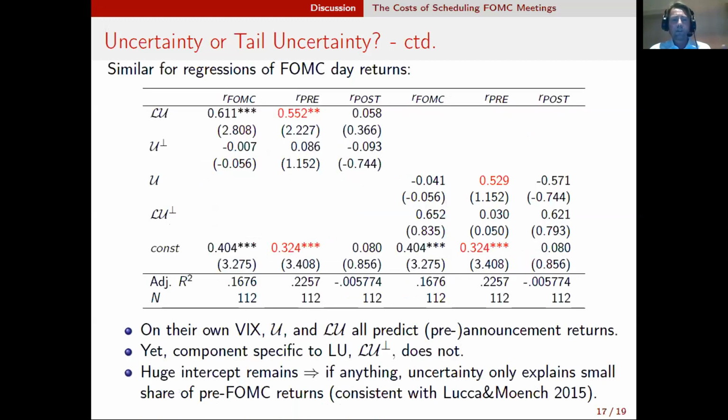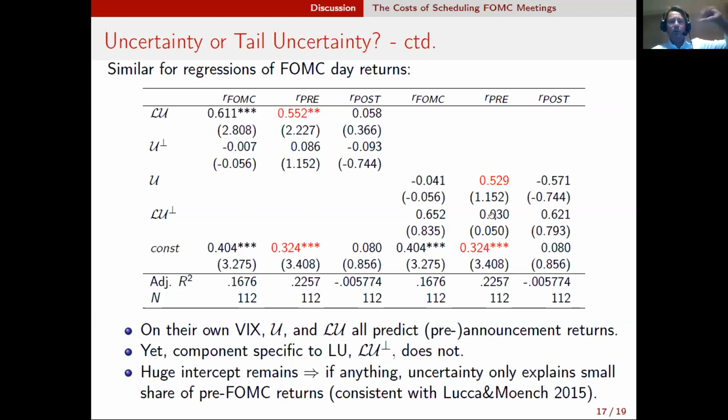And then, of course, this high correlation also shows up in the second part of the paper, where they show that the pre-FOMC returns, but also the Fed surprises or Fed rate changes, are predicted by left tail uncertainty. We can basically run the same regression of pre or post FOMC day returns on left tail uncertainty in the orthogonal component, corroborating the findings in the paper.